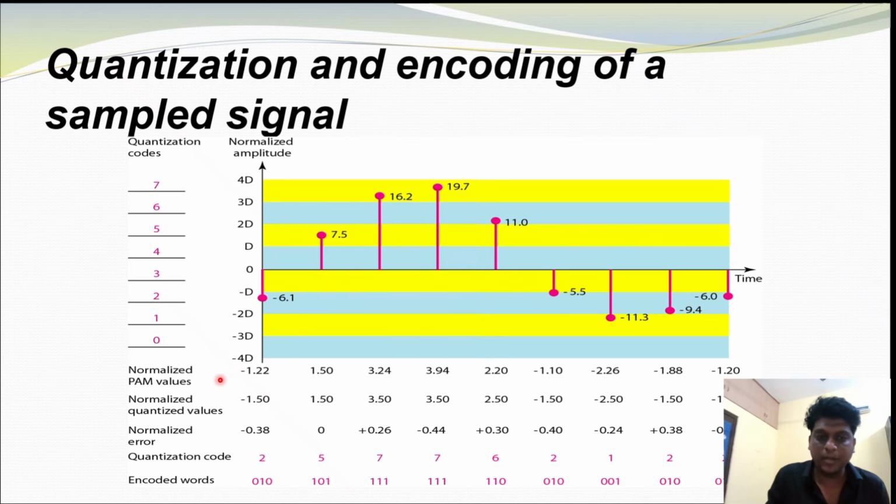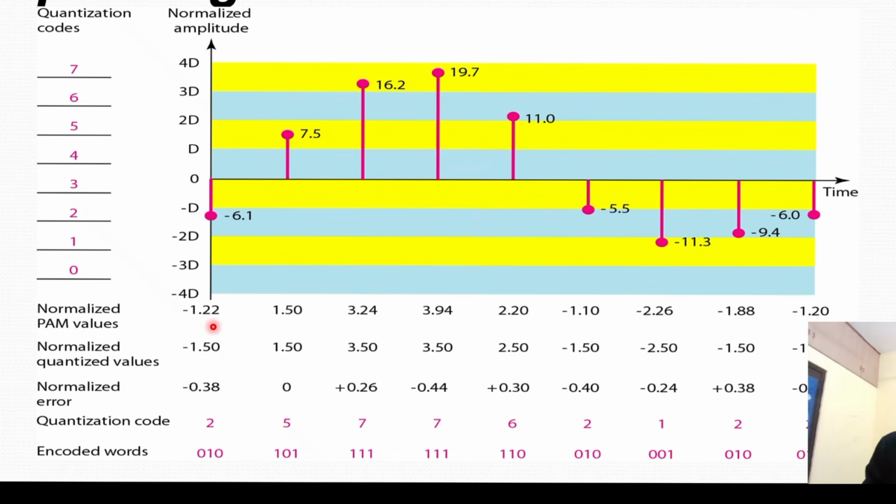This is how the normalized PAM values are formed, likewise minus 1.22, 1.50 and so on. Then these are the normalized quantized values. After quantization, the error is calculated by comparing the difference between these two. Then we note the corresponding quantization code based on this. So these are the quantization codes. Then the corresponding binary representation is made. So this is how the quantization and encoding of the sampled signal is performed.